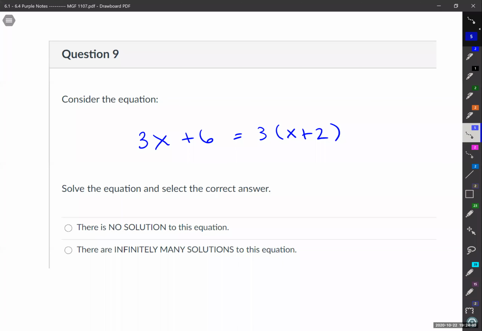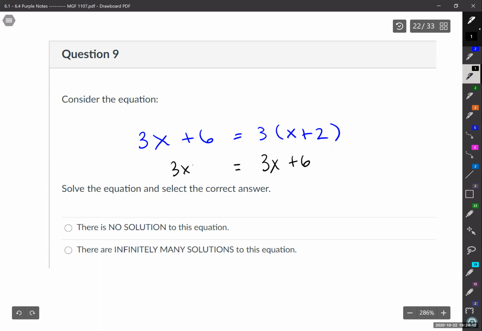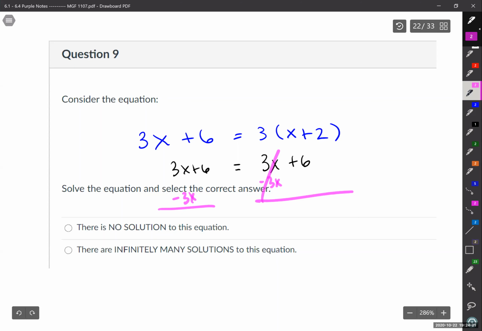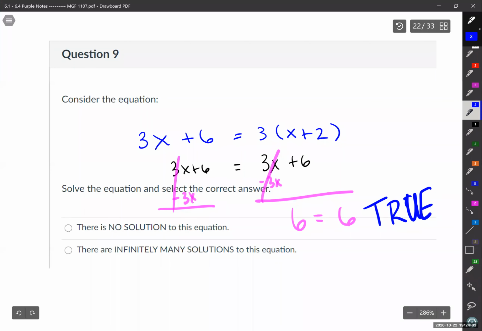Now, as we solve this one, again, we do have to distribute first. The 3 goes to the x and the 2 as multiplication. That'll give us a 3x plus 6 on the right side, 3x plus 6 on the left side. And as I tried to move the x's over to one side, I'll subtract a 3x. But it just so happens that that cancels perfectly on both sides. And we're left with 6 equals 6. This is true, right? 6 is equal to 6. So that's a true statement, which means there's really infinitely many solutions.